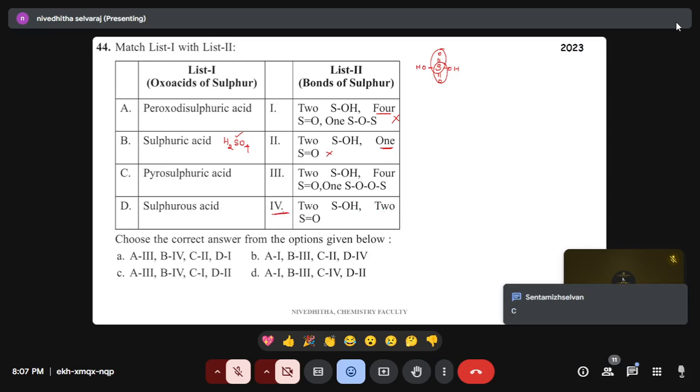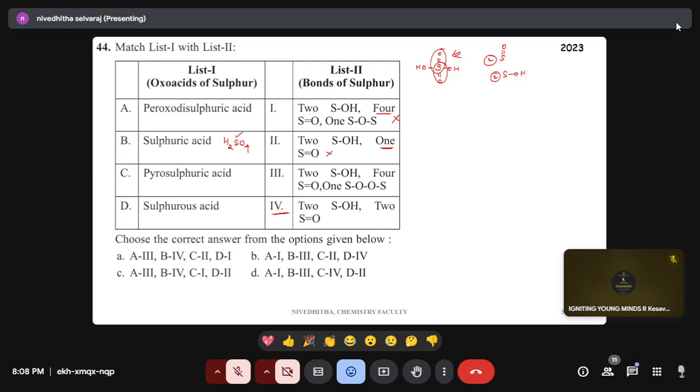In the fourth match they've given us two sulfur oxygen single bonds and two sulfur oxygen double bonds. So in sulfuric acid we have two sulfur oxygen double bonds and two sulfur OH bonds. So the structure of sulfuric acid is matching with this match. So B has to be matched with the fourth one. So of course, second and fourth options were ruled out. Okay, among first and third options, we have to find the right one.